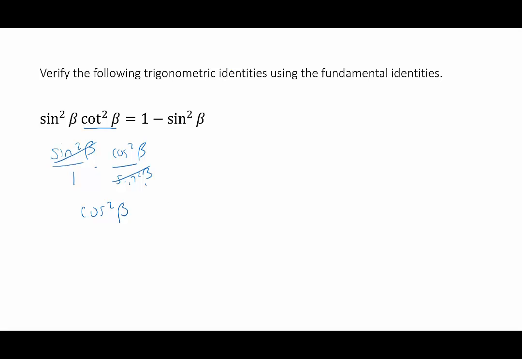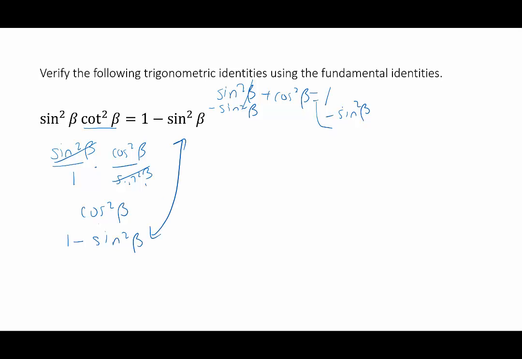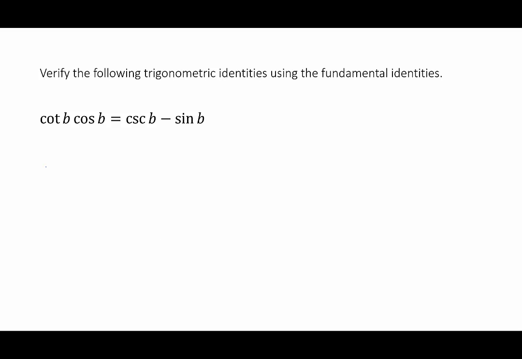Well, I know using the Pythagorean identity that sine squared beta plus cosine squared beta is equal to 1. If I want cosine squared beta, I would subtract sine squared beta from both sides. And that would give me that cosine squared beta is equivalent to 1 minus sine squared beta, which is what we were trying to show. That wasn't so bad, was it? Yay! Okay, for our last example, go ahead and try it on your own.